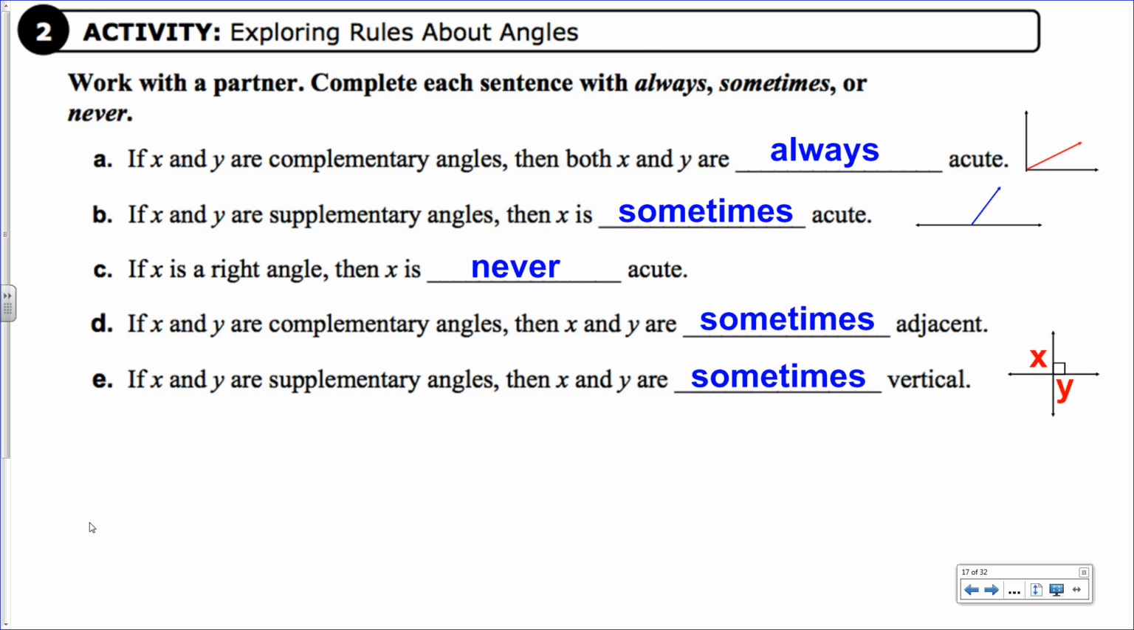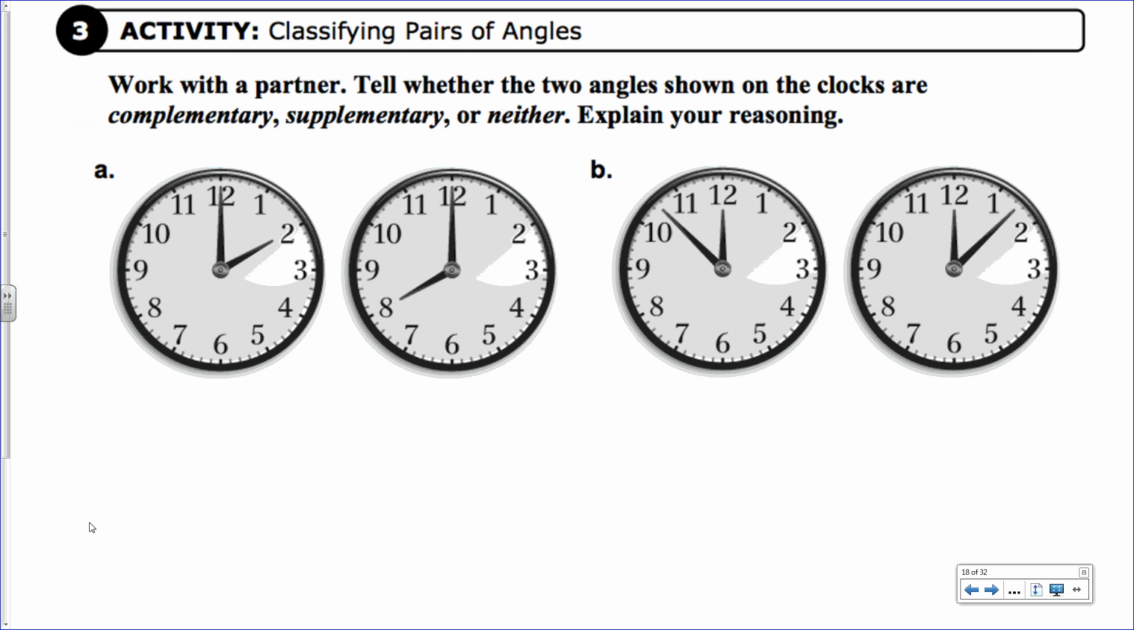Okay, let's look at the next part of your activity. You've got some pictures of clocks. It says tell whether the two angles on the clock are complementary, supplementary, or neither. So let's look at A. You've got 2 o'clock, which is a 60-degree angle, and you've got 8 o'clock, which is a 120-degree angle. Would those be complementary, supplementary, or neither? Write down your answer. You should have said they are supplementary.